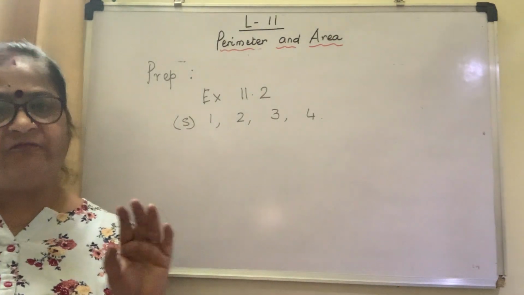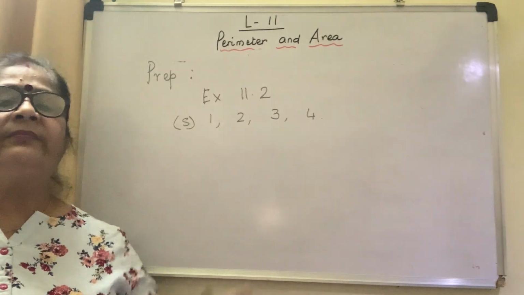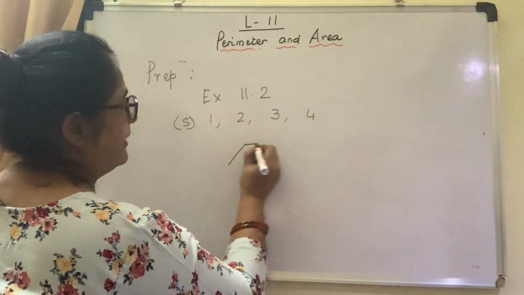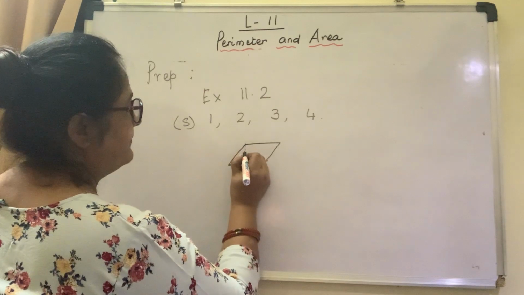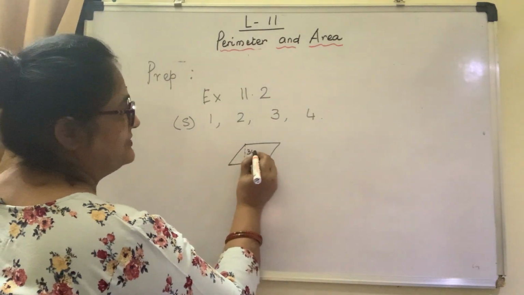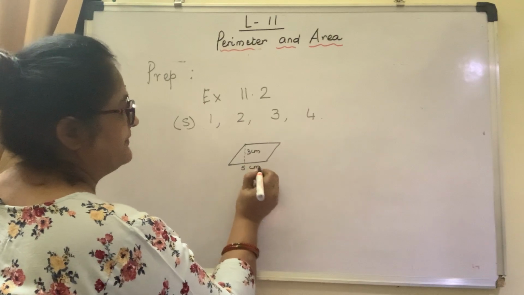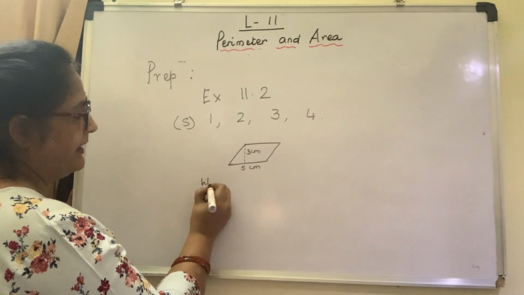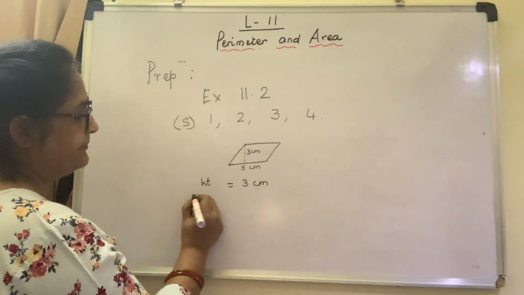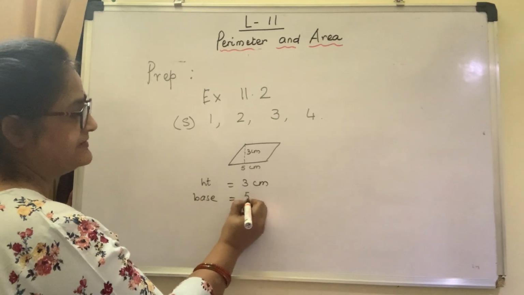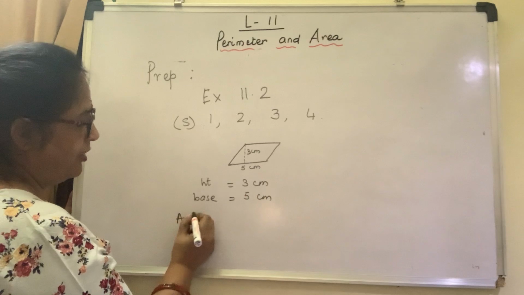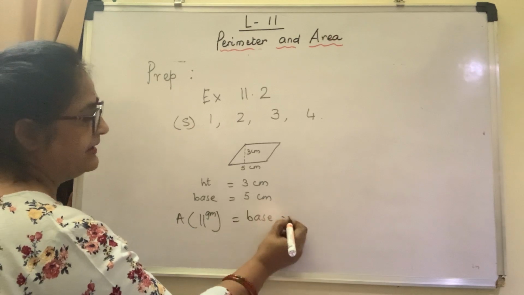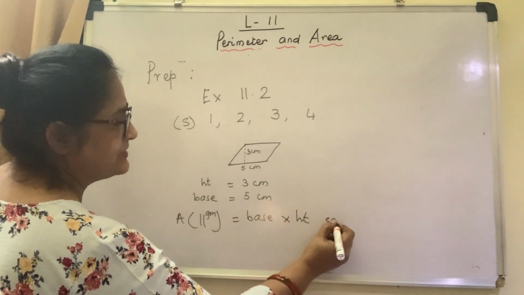For 1 and 2, the figures are given. Draw the figure and write the formula, work it out. For example, if a parallelogram is given, height of the parallelogram is given as 3 centimeter. If the base is given as 5 centimeter, you will draw the figure. You will write out here, height is equal to 3 centimeter, base is equal to 5 centimeter, area of parallelogram is equal to base multiplied by height square unit.